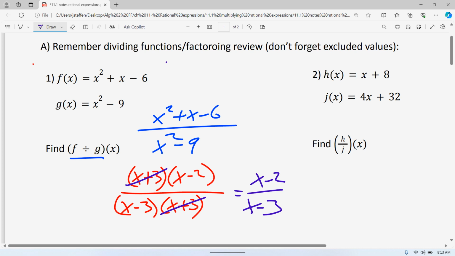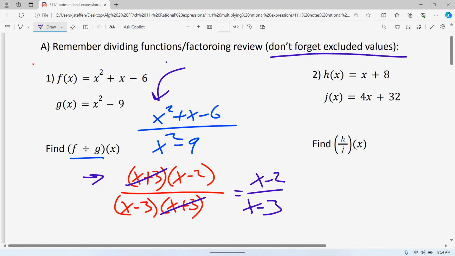Now, a couple things. We cannot cancel the x squareds at the beginning because you have to be multiplying before you cancel things. So that's x squared plus x. That's adding. That's not multiplying. The denominator is x squared minus 9. That's subtraction. That's not multiplying. You can only cancel like this if it's multiplying. If you look at what we did after we factored, it was x plus 3 multiplied by x minus 2. That's why we'd cancel. And in the denominator is x minus 3 multiplied by x plus 3. So it's got to be multiplication to cancel.